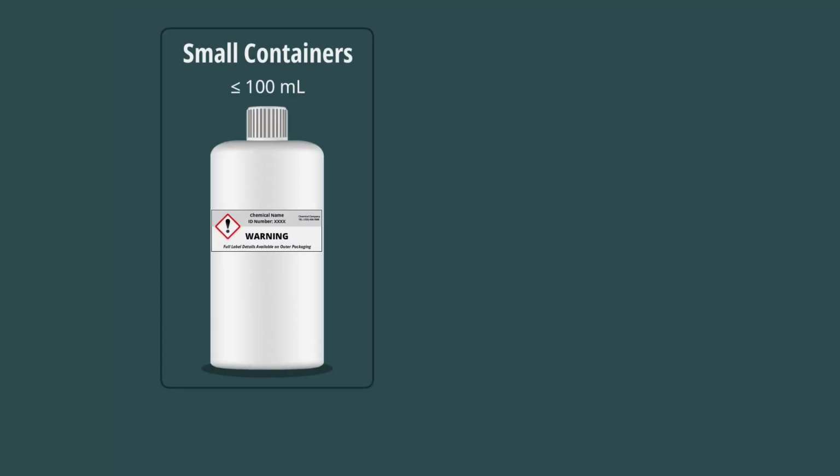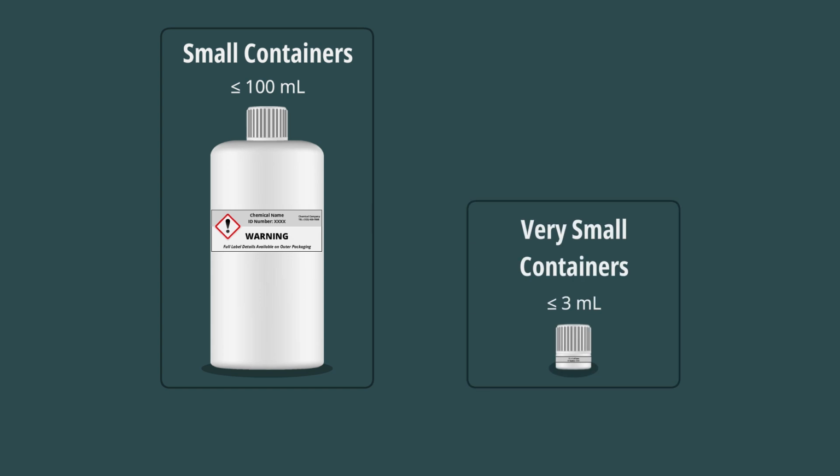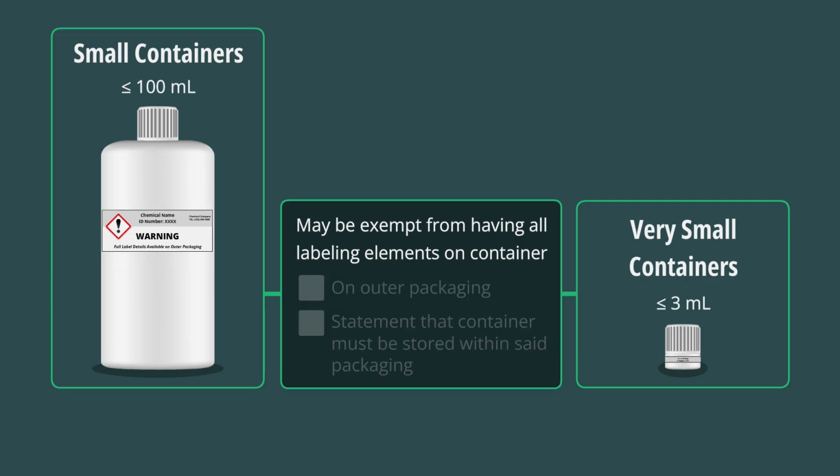Small containers, less than or equal to 100 milliliters, and very small containers, less than or equal to 3 milliliters, may be exempt from having all labeling elements on the container, provided it is on the outer packaging, along with the statement that the container must be stored within said packaging.